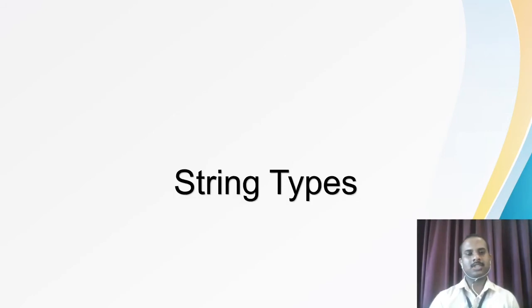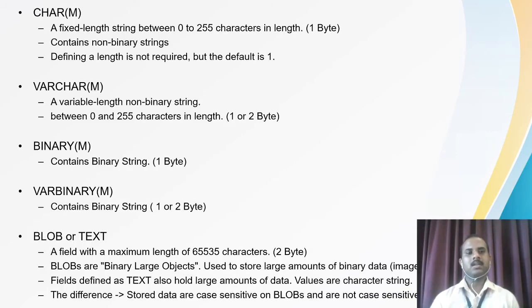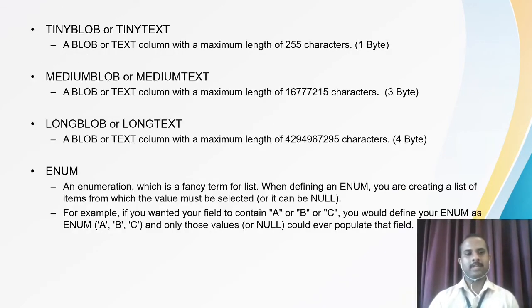Then we have the string types. String types, we have char, varchar, binary, var binary, blob or text, tiny blob or tiny text, medium blob or medium text, long blob or long text, and enum.